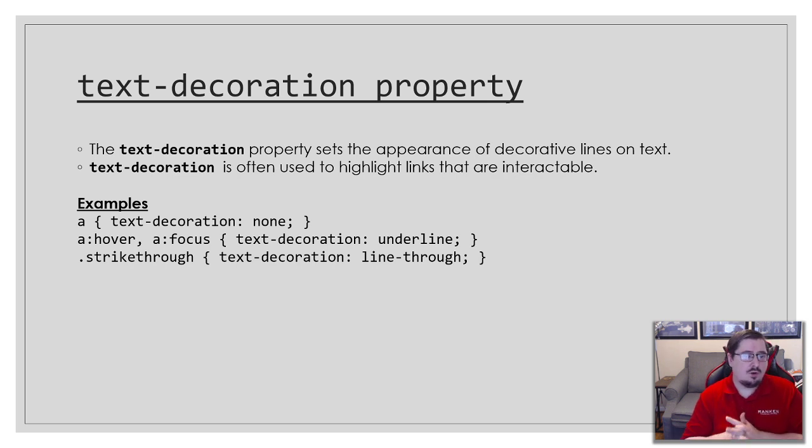The text decoration property is going to change the appearance of your text, and namely it changes the appearance of decorative lines on your text. Oftentimes we'll use it with links to show that the link is interactable. So for instance, I might say my links have a text decoration of none. They don't have any lines on them. And then if you either hover or focus that link, then we're going to show a text decoration underline. So you'd see, oh, that is interactable.